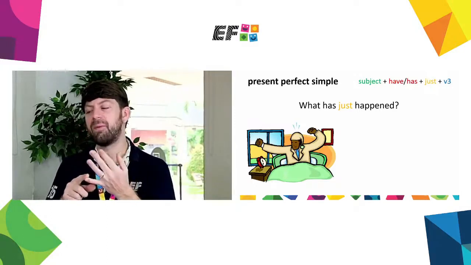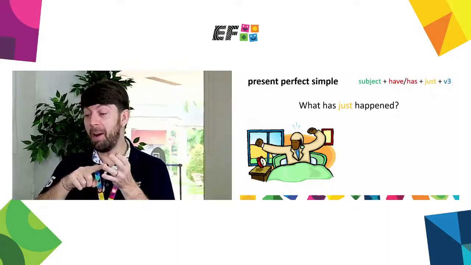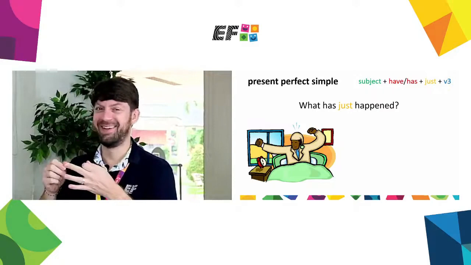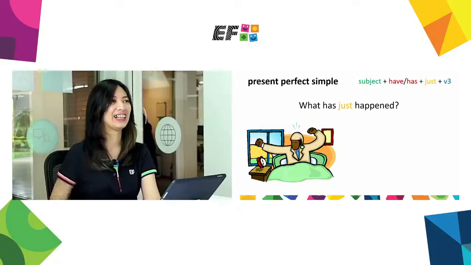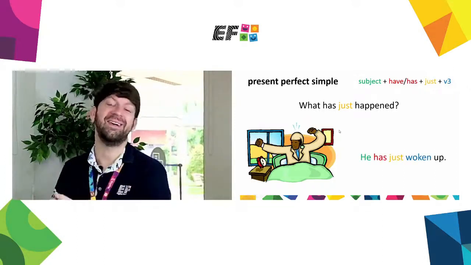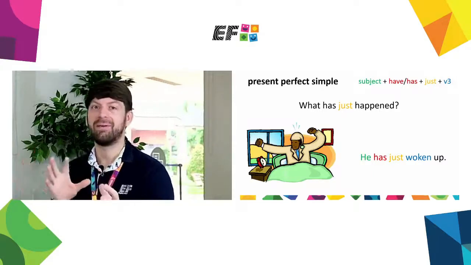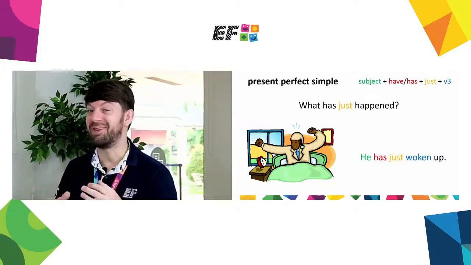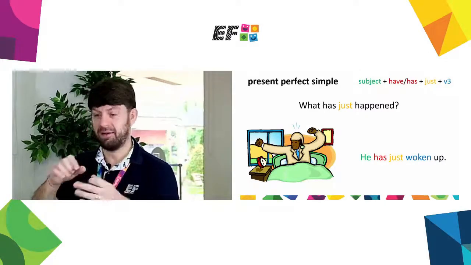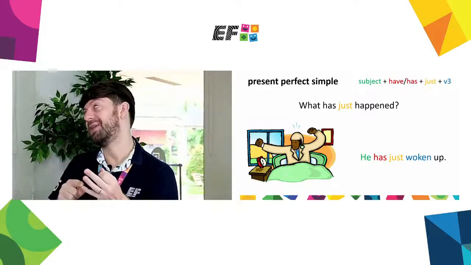Now remember, we need to use verb 3, yeah? So wake up. Woke up. Verb 3. Do you know, Miss Vicky? I know. It's with N. N, that's right. So he has just woken up. Yeah. Perfect. This is a mistake many people make with wake, woke, woken. Maybe it's like break, broke, broken. Take, took, taken. So yeah.